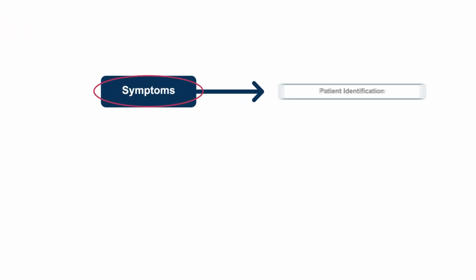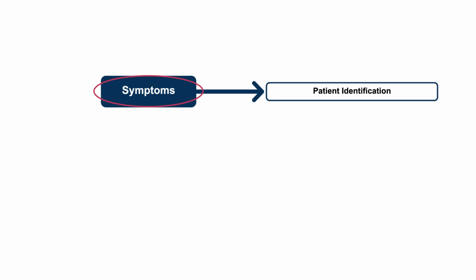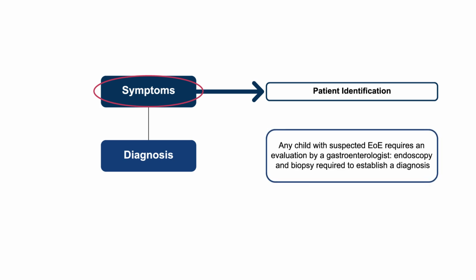The role of the pediatrician is very important because they are the gatekeeper to sending patients to the gastroenterologist. They will typically see the patients initially for their first symptoms, which are oftentimes abdominal pain, nausea, vomiting, or even, in older patients, specific symptoms of dysphagia. After the patient is identified to have these GI symptoms, most of them are referred for evaluation by a gastroenterologist, and endoscopy and biopsy is required to establish a diagnosis of EOE.